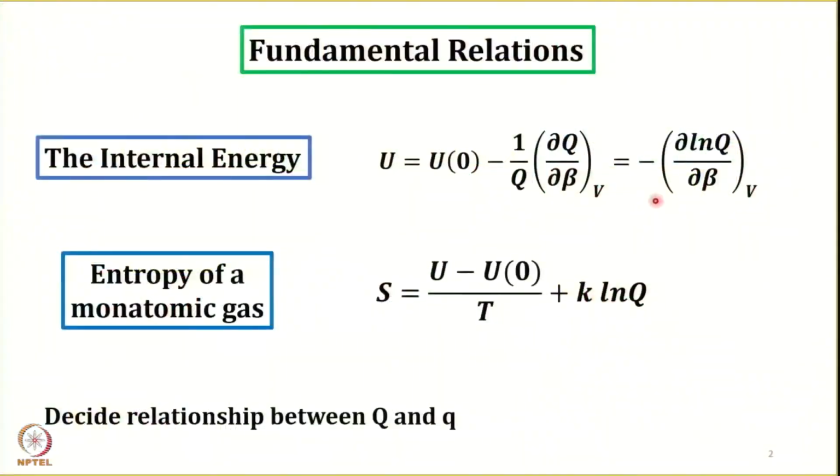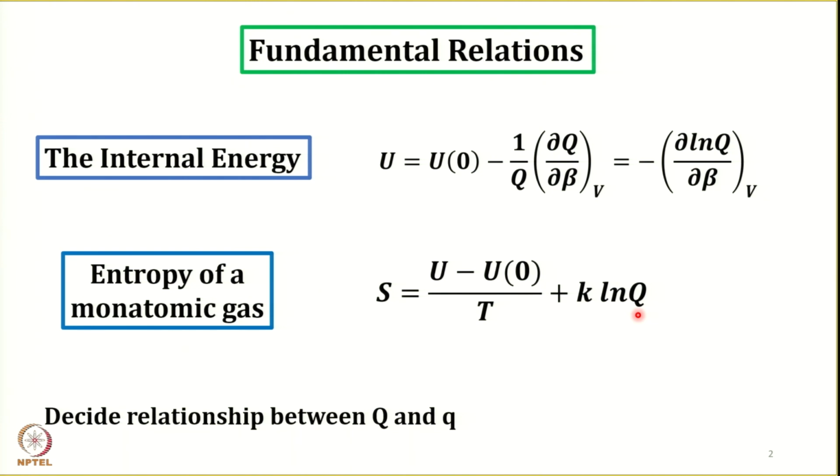We have earlier discussed and derived expressions connecting internal energy with canonical partition function. This is the expression which connects internal energy and canonical partition function. We have also so far derived an expression for entropy of a monatomic gas. S is equal to (U minus U0) by T plus k log Q. Capital Q we have been referring to as canonical partition function.